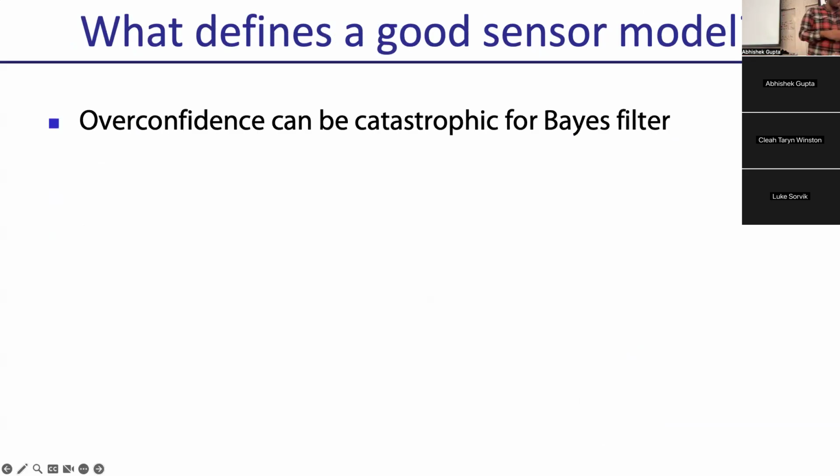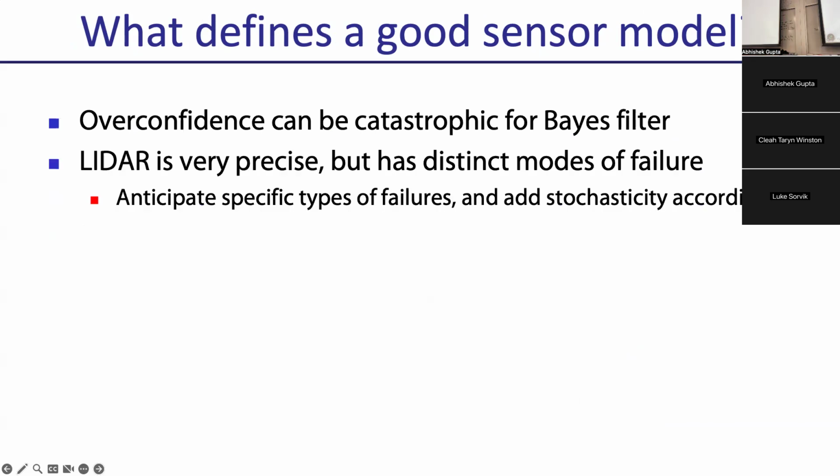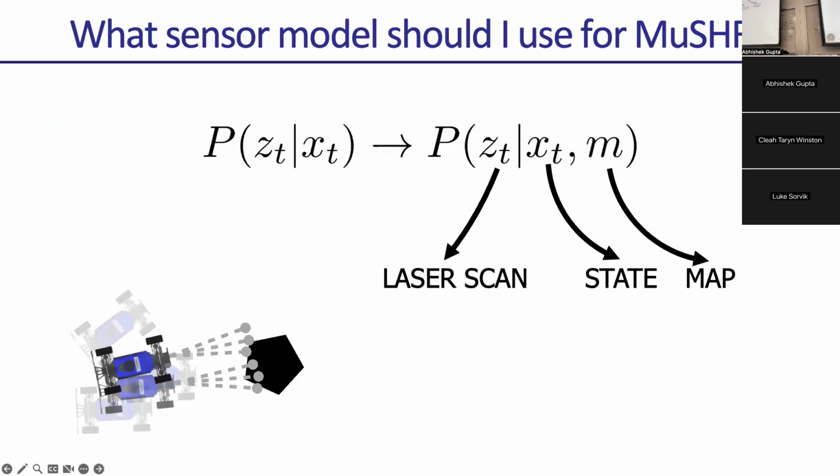So you really don't want a sensor model to be confident because it assigns really high likelihoods to things that are completely infeasible, right? LiDAR is generally pretty precise, but we're going to try and get a model of P of ZT given XT given a particular map. For now, we're not going to assume that the map is being figured out on the fly. We're going to assume that you know the map. You just need to figure out where you are in the map.